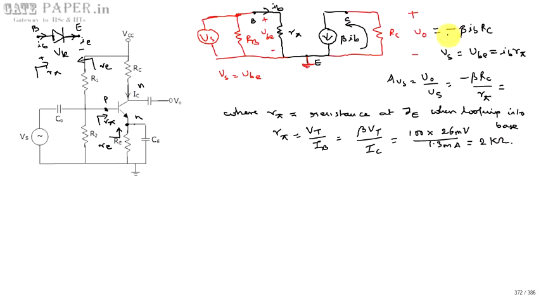So with beta equal to 100 and RC given as 2 kilo ohms, the voltage gain becomes minus 100.